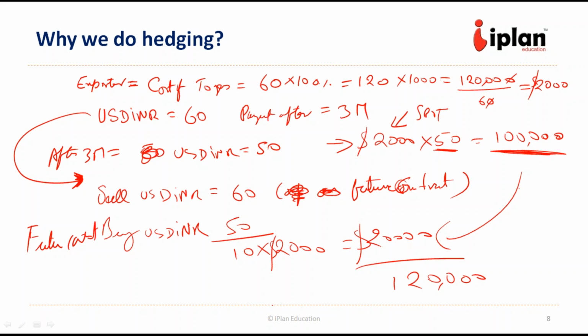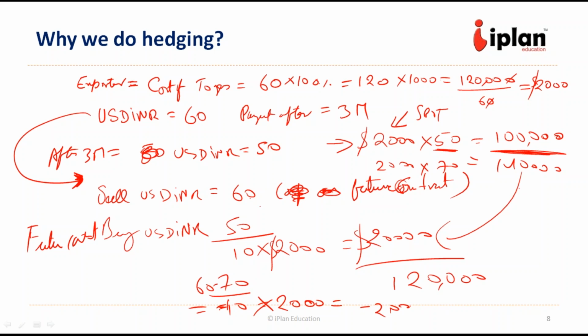And if you ask what happens if the price appreciates? No problem. Let's say the price goes to 70. In that situation, 2,000 into 70 comes to 1,40,000. But because you have hedged, if the price goes to 70, you will have a loss on the future. A loss of how much? Minus 10, the difference between 60 and 70. If you multiply it by $2,000, the lot size, you have a loss of 20,000. So if you reduce this 20,000 loss from your total income, you will still have 1,20,000. This is the amount you actually wanted.